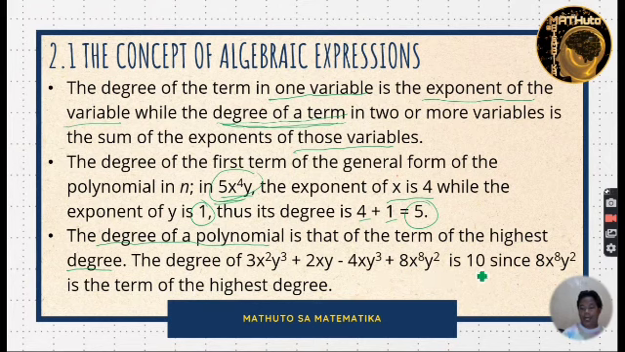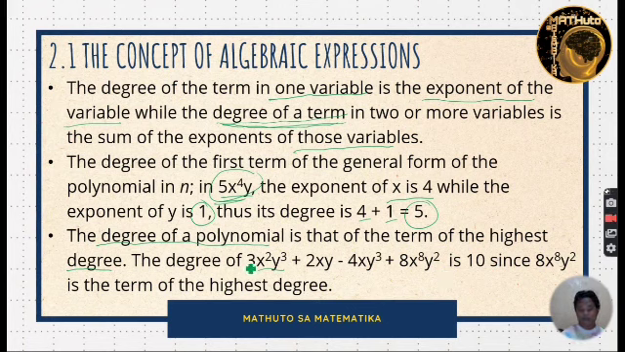Since, kung titingnan po natin mabuti yung ating mga terms, so dito po sa unang term, ang degree nito ay 5 since 2 plus 3 is 5. In the second term, the degree is 2 since the exponent of x is 1 and the exponent of y is 1. For our third term, the degree is 4 since the exponent of x is 1 and the exponent of y is 3. And for the last term, 8 plus 2 is 10.